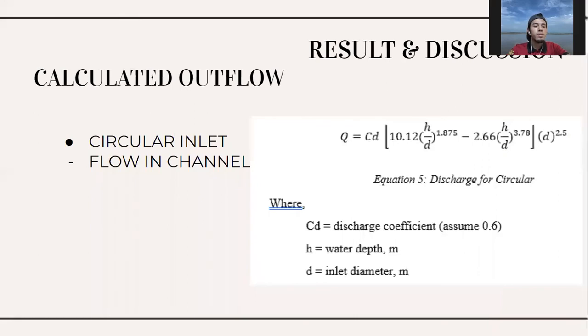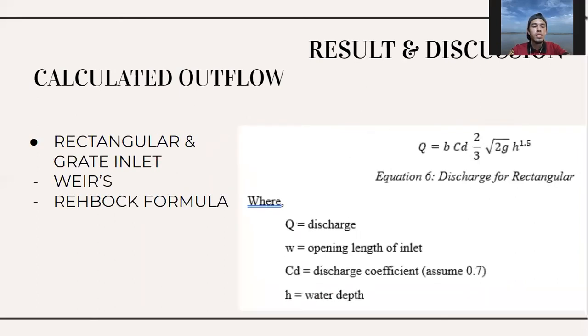Okay, next, the other analysis is on the calculated outflow for each inlet. For this section, flow in channel and weir formulas are used to justify the discharge. For the circular inlet, the perimeter, water depth and diameter of the opening are vital to find the discharge. And then for the rectangular and grid inlets, as their opening shapes are similar, I used the Rehbock formula.